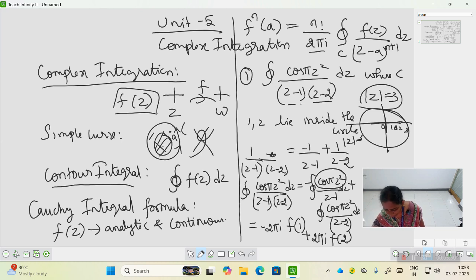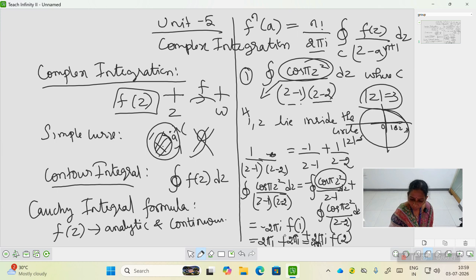Cos pi is minus 1. So cos pi minus 1 means I'll get 2 pi i plus, what is f of 2? Function f of 2, if you supply here, I'll get cos 4 pi. Cos 4 pi is going to be 1. So I'll get 1 into 2 pi i. So finally the required area for this analytic function cos pi z square is 4 pi i.